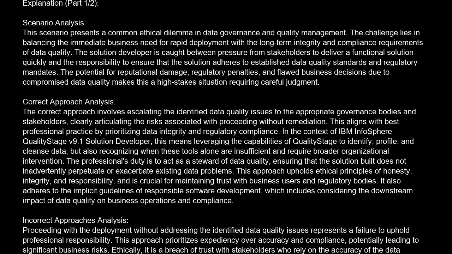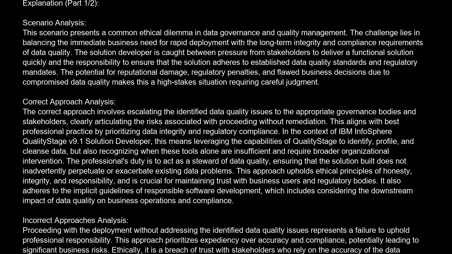Incorrect approaches analysis. Proceeding with the deployment without addressing the identified data quality issues represents a failure to uphold professional responsibility. This approach prioritizes expediency over accuracy and compliance, potentially leading to significant business risks. Ethically, it is a breach of trust with stakeholders who rely on the accuracy of the data processed by the QualityStage solution. Regulatory failures could include non-compliance with data protection laws or industry-specific regulations that mandate data accuracy and integrity.